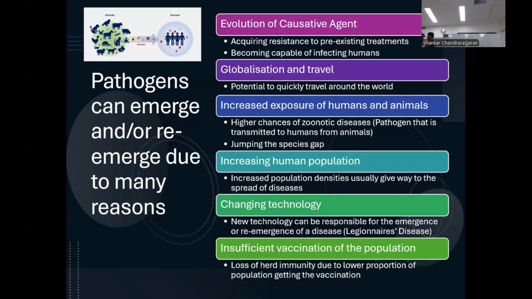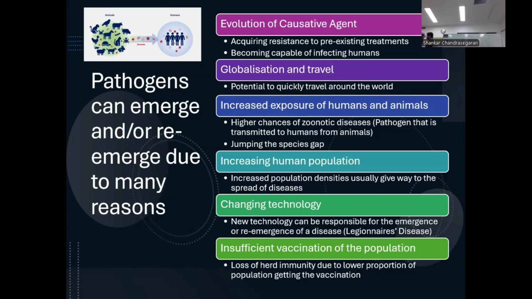Next is changing technologies. This is not something you see very often, but it can be the case where the development of a certain technology actually allows for the re-emergence of a disease, specifically Legionnaire's disease, which managed to re-emerge due to the action of air conditioners, right? Air conditioners give a suitable environment for Legionnaire's disease to re-emerge, and thus we can also see why that causes the re-emergence of a pathogen.